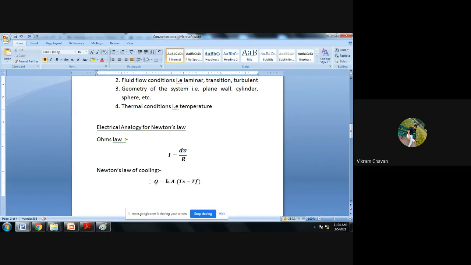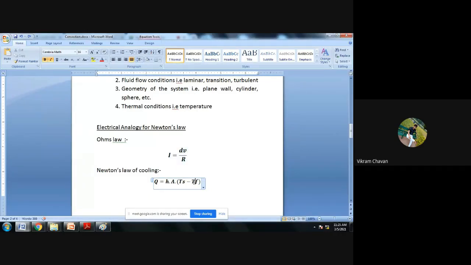Now we have to determine what is analogous. In the last lecture we discussed the electrical analogy for conduction. We determined that I is analogous to Q. The flow of electric current is analogous to the flow of heat. Then the potential difference dV, that is the voltage difference, is analogous to the temperature difference. So in the case of Ohm's law, the current is flowing because of a potential difference.